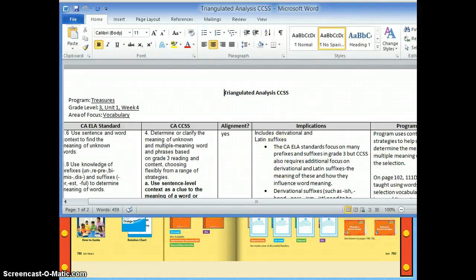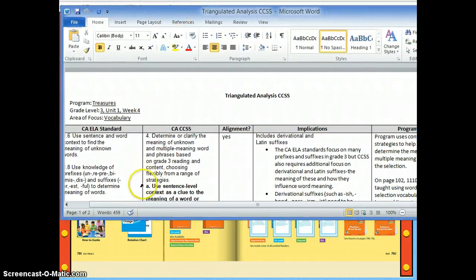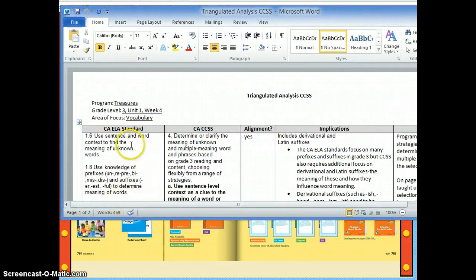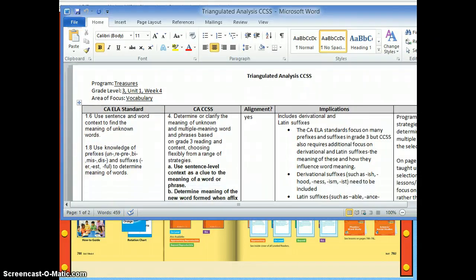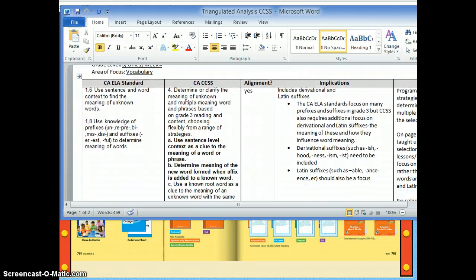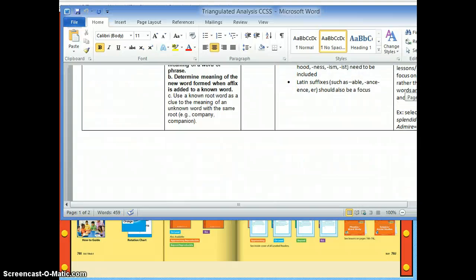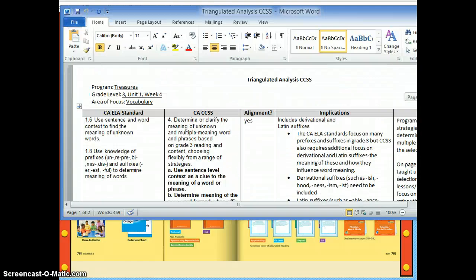If I take a look here, I identified on my template, this is the sample that you have, that when I looked at all the examples of how they taught vocabulary for that unit, for that week, they covered the California English Language Arts Standard for 3rd grade of 1.6, 1.8, and do I have any others? I don't think so. Okay, so those are the two that were covered.